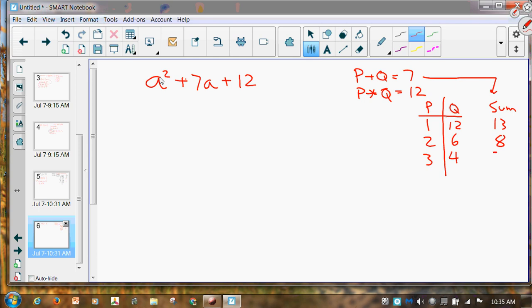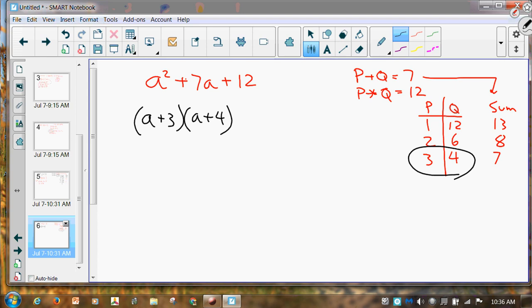3 and 4 is 7, right? And I want to show you something. I'm going to do this problem again, but with one changed sign, just to show you what will be done. But before we do that, we know that our two numbers that we need now are the 3 and 4, and so I can factor this into a plus 3 times a plus 4, and those are my two factors. And if you FOIL that, I'm pretty certain you'll get a squared plus 7a plus 12.